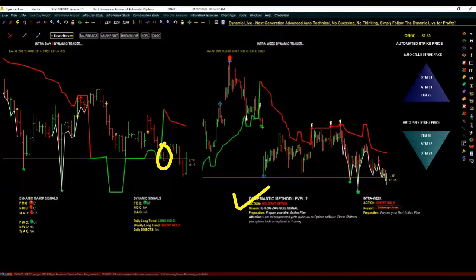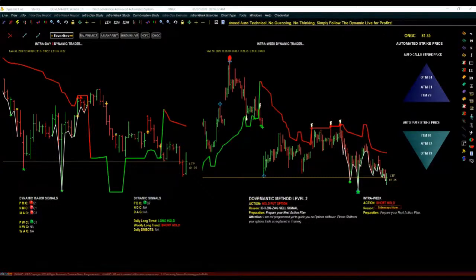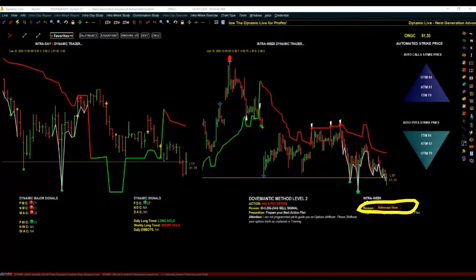So any dynamic system caution at the bottom here, in intra-week, we must shift over to secure our profits. But do remember, in intra-week, it is telling us sideways now. It means ONGC is currently trading sideways now. So we will try to secure our profits as early as possible in this case.